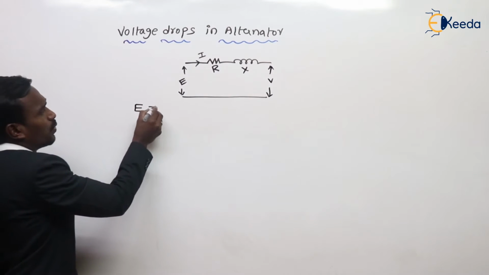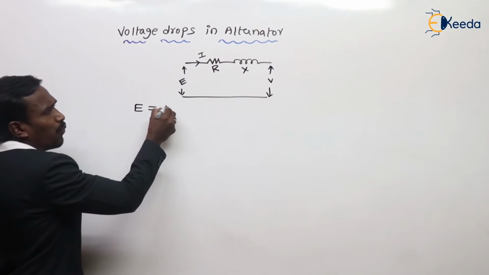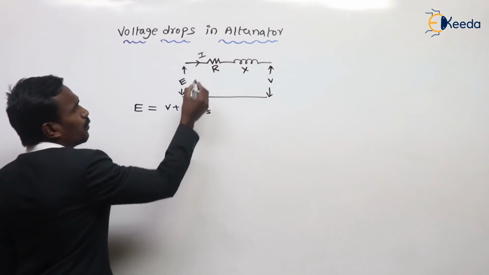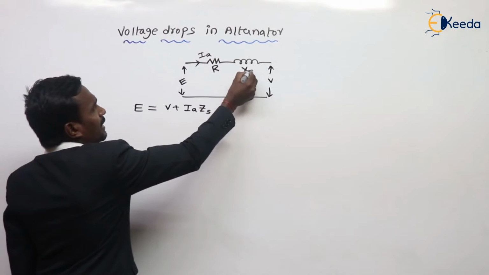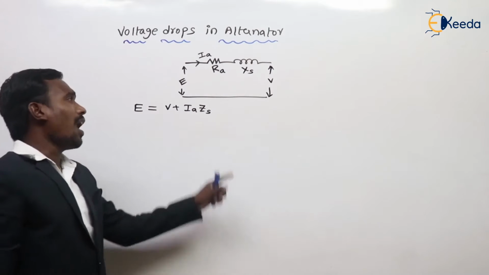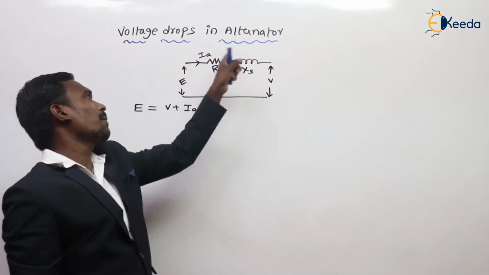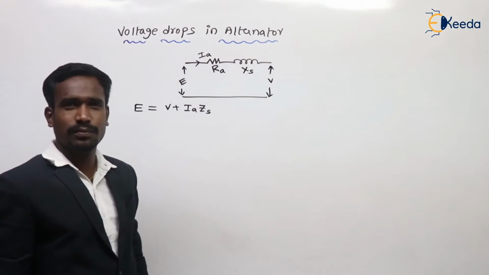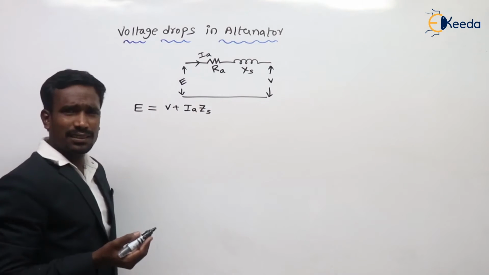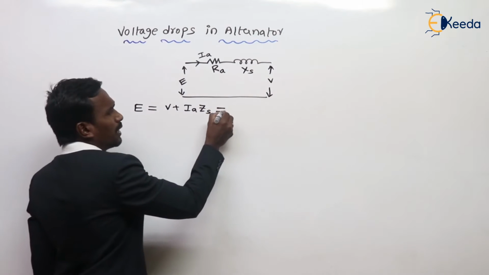E is equal to V plus IAZS. V plus IAZS: armature resistance, synchronous reactance, and synchronous impedance. This is combinedly called synchronous impedance. So E is equal to V plus IAZS. How can we utilize this one?